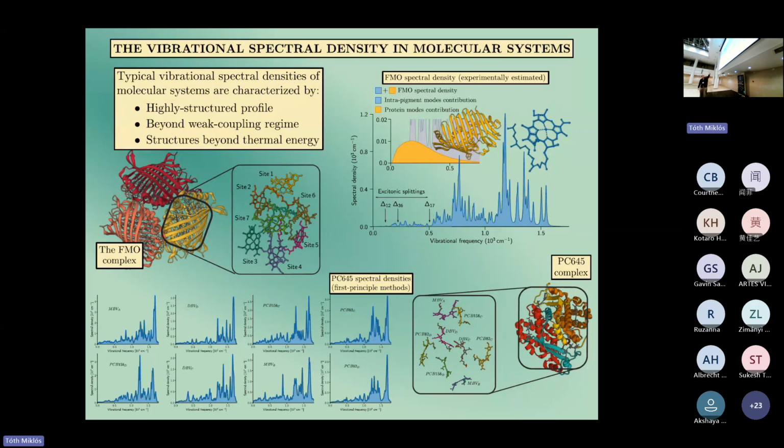But here is another example. Here is the PC645, another pigment protein complex performing energy transfer dynamics. And for its constituents, we can see some spectral densities that have been computed with first principle methods, and they all have the same features. So they have highly structured profiles. The couplings that originate this spectral density have similar amplitude to the coupling within the system, the electronic coupling. So this is a regime beyond weak coupling. And most of these structures are even beyond thermal energy. Thermal energy, even at room temperature, is up here, 200 wave numbers. So we have very rich environments.